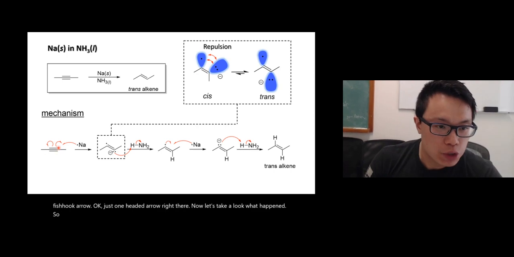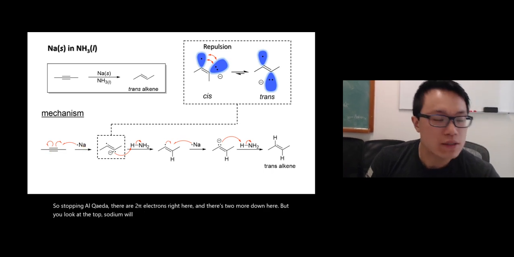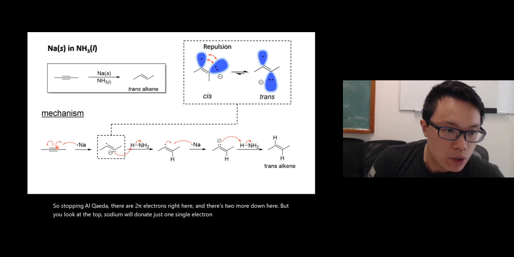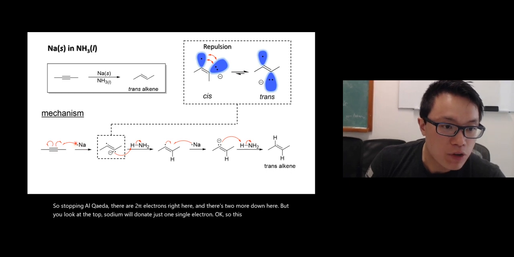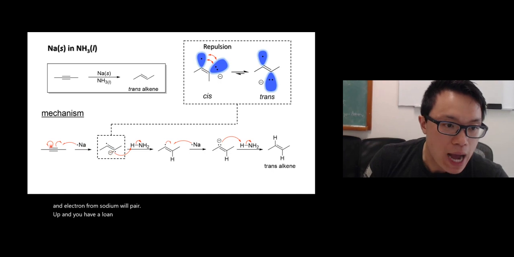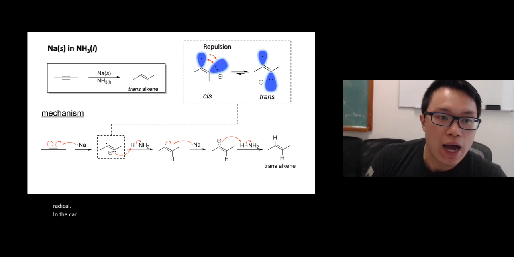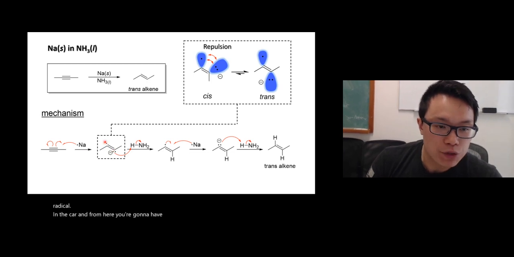So start with an alkyne. There are 2 pi electrons right here, and there's 2 more down here. But just look at the top. Sodium will donate just 1 single electron. Okay, so this pi electron and electron from sodium will pair up, and you have a lone pair. The other pi electron stays on that carbon like a radical. Okay, and from here, you're going to have 2 sources of electron density.